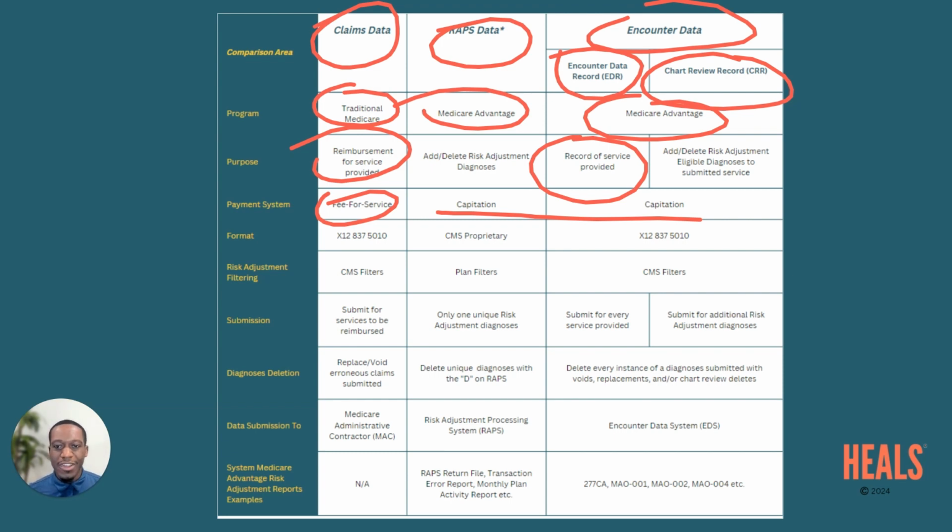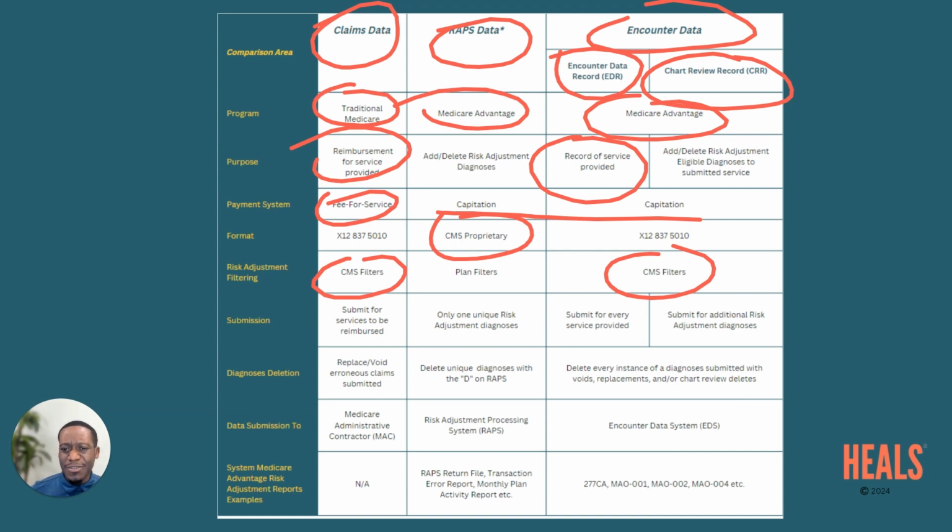The format for claims data is 837, and the format for encounter data is 837, so they share the same format. But although RAPS and encounter data are both for MA, the RAPS data format is CMS proprietary. So knowing these nuances is very, very important. In terms of identifying risk adjustment eligible diagnoses, for claims data, CMS does the filtering. For RAPS, the plans filter based on CMS policies and submit to CMS, but for encounter data, CMS filters. So knowing that is very important.